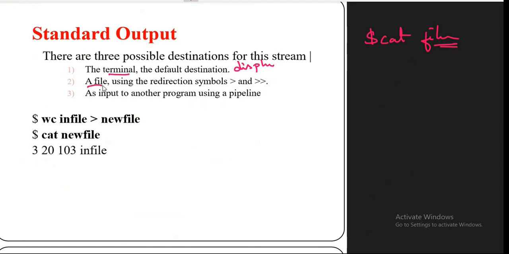Another way is that you can store the output into a file using redirection symbols, this one and also this one. I will tell the difference between these two. The third is as an input to another program using a pipe. Whatever output comes, you can give as an output to the other command using a pipeline.